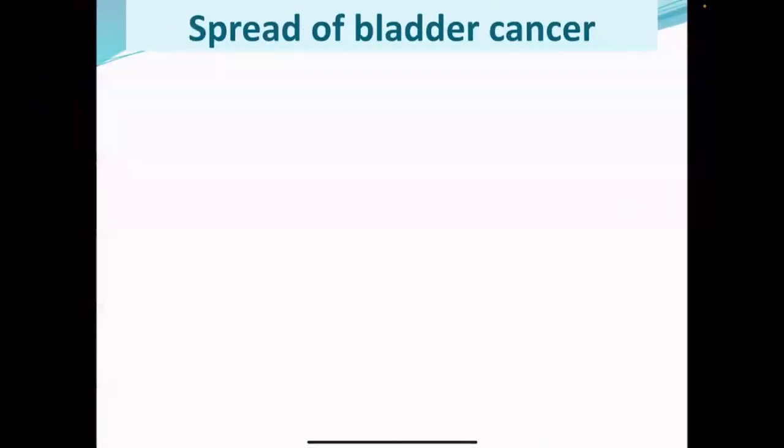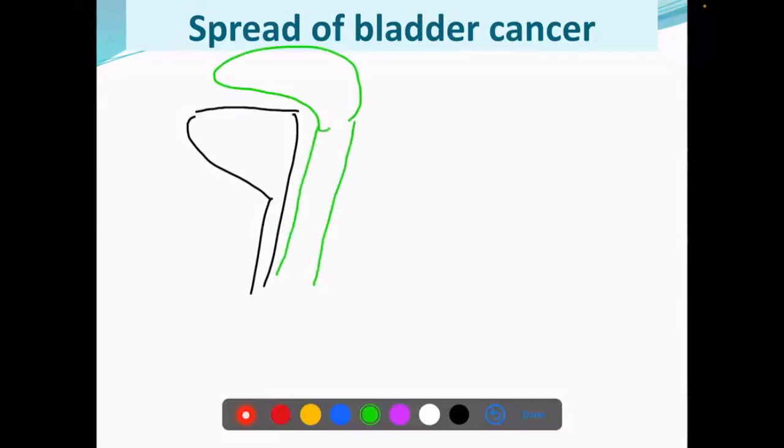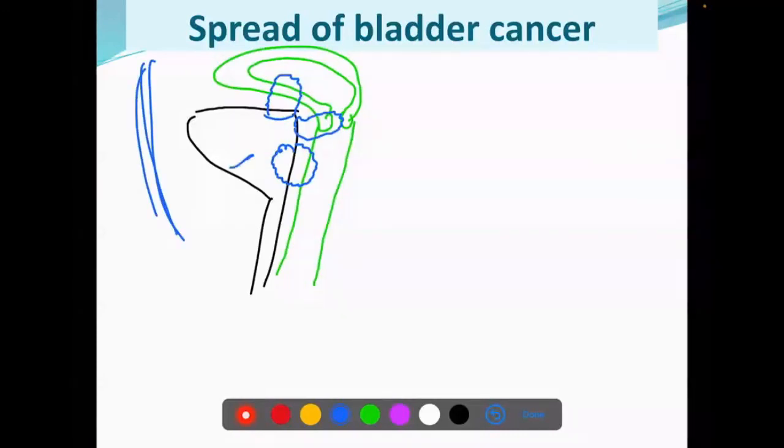So regarding spread of bladder cancer, the spread could be local, spreading to the surrounding structures, or it could be a distant spread or metastasis. As you know, in females, just behind the bladder and urethra there are the vagina and uterus. So whenever there's a bladder cancer, it may involve the vagina, the cervix, the uterus. Obviously, it can involve the lateral pelvic wall also, if it spreads to the surrounding area.